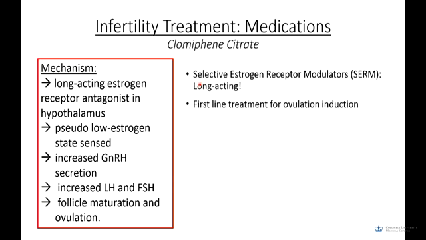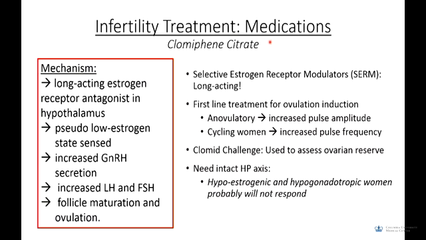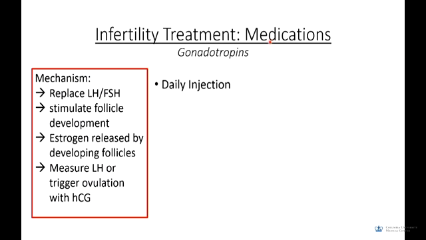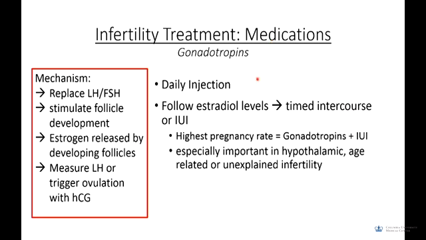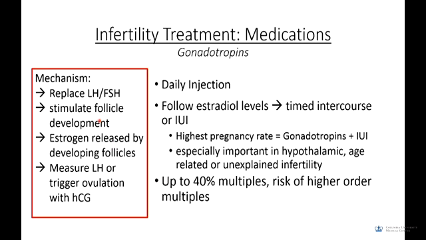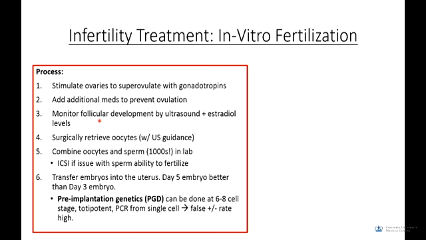One is really first line for ovulation induction, and that's clomiphene citrate. And then the other is gonadotropins, and that's just a daily injection. And you really want to do that for estrogen release by developing follicles and follicle development. And then infertility treatment, I'll let you look at IVF on your own.